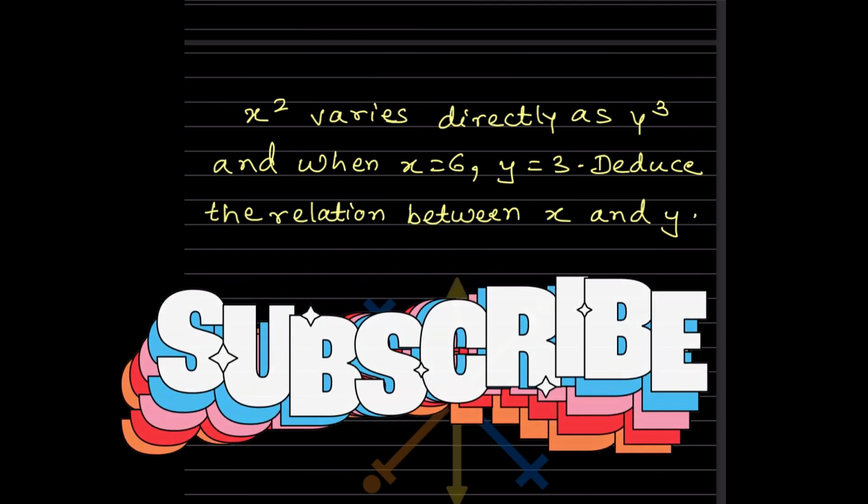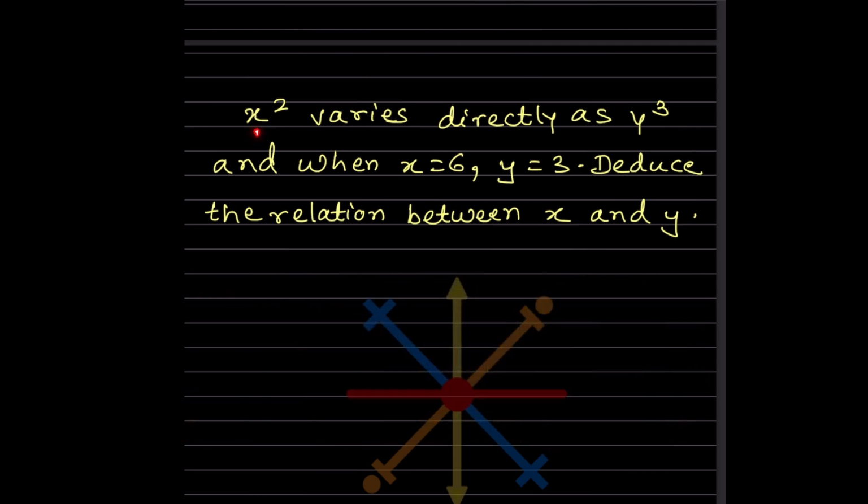So today let us see this one: x square varies directly as y cube, and when x is 6, y is 3. So we have to deduce the relation between x and y. So we have to find out the relation between x and y.